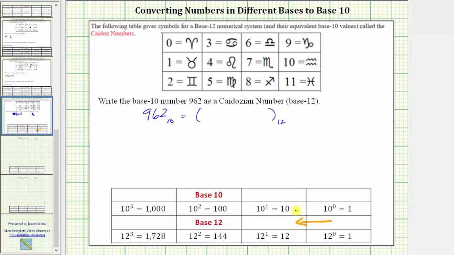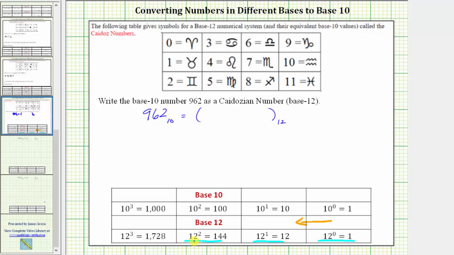The first step to write 962 base 10 in base 12 is to determine the highest power of 12 that will divide 962 at least once. Because 12 to the 3rd is greater than 962, the highest power of 12 that will divide 962 at least once is 12 to the 2nd. Which means we'll be using these three place values to express 962 base 10 as a number in base 12.